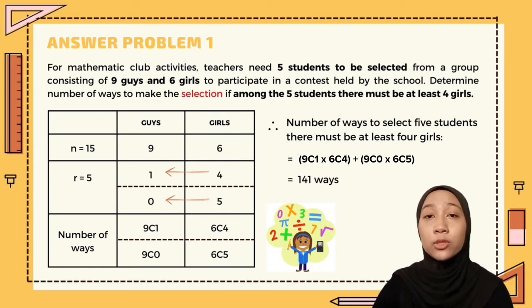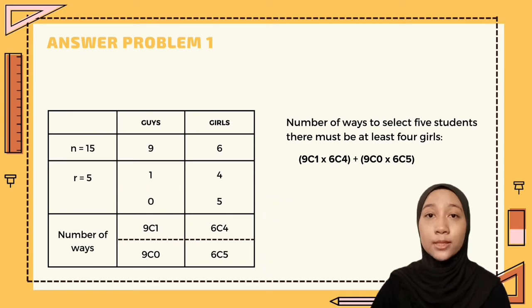The number of ways to select 1 guy from 9 guys is 9C1. And the number of ways to select 4 girls from 6 girls is 6C4. The number of ways to select 0 guys from 9 guys is 9C0. And the number of ways to select 5 girls from 6 girls is 6C5. Therefore, the number of ways to select 5 students where there are at least 4 girls is 9C1 times 6C4 plus 9C0 times 6C5, equal to 141 ways.